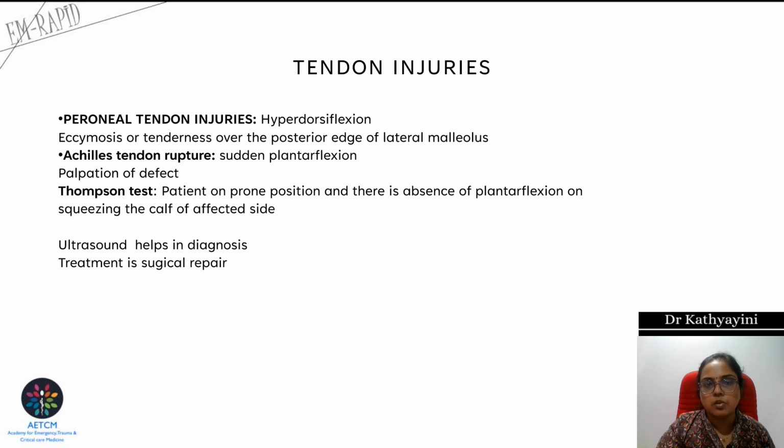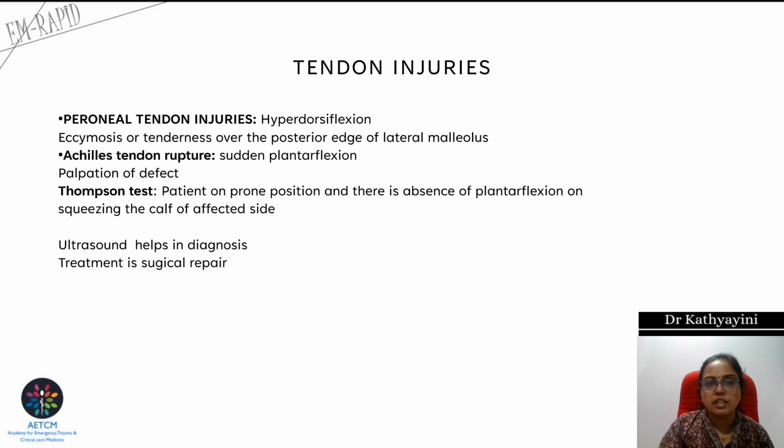So coming to tendon injuries. The tendon injuries associated with the ankle joint are the peroneal tendon injuries and the Achilles tendon rupture. The peroneal tendon injuries occur in hyperdorsiflexion. There will be ecchymosis or tenderness over the posterior edge of the lateral malleolus. The Achilles tendon rupture occurs in sudden plantar flexion, and we can palpate for the defects.